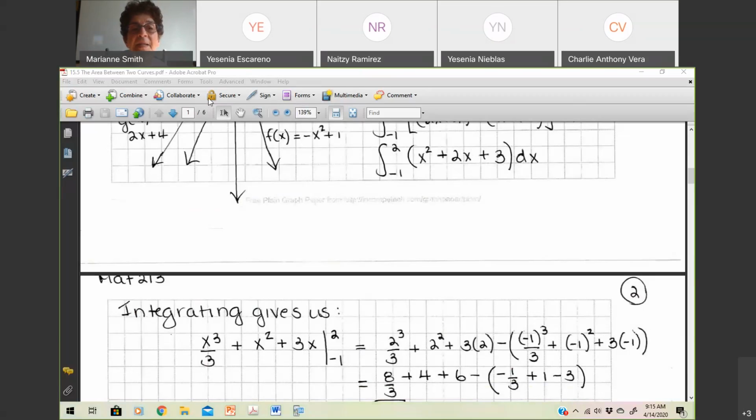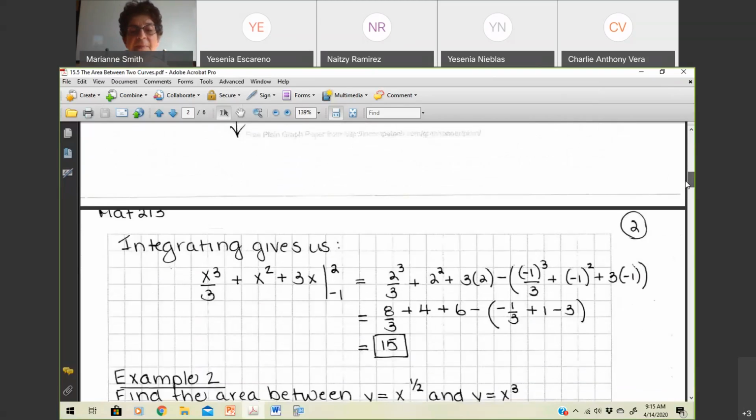Any questions on the integration? Is the integration okay? Are we okay with that? Everybody good with the integration? I'm sorry to keep bugging you because, again, I can't see your faces. I can't tell if you're struggling with anything. So just let me know.